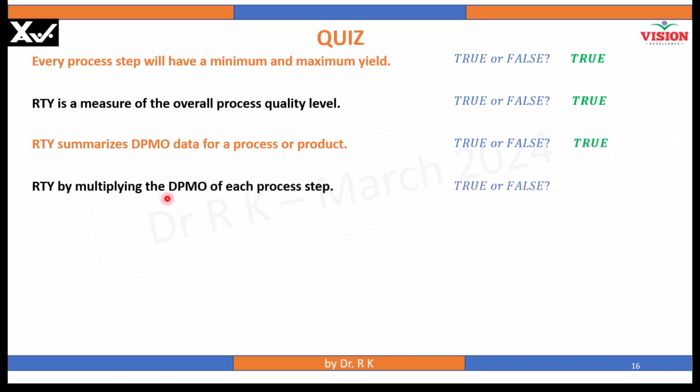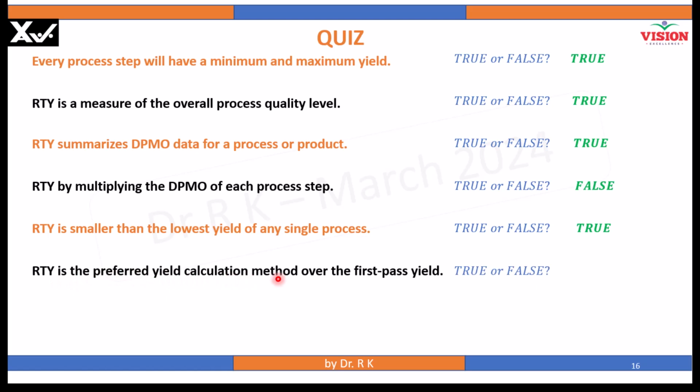RTY is calculated by multiplying the DPMO of each process. No, it is false, because we don't multiply inefficiencies. We will have to multiply only efficiencies. Therefore, it is false. RTY is smaller than the lowest yield of any single process. Yes.